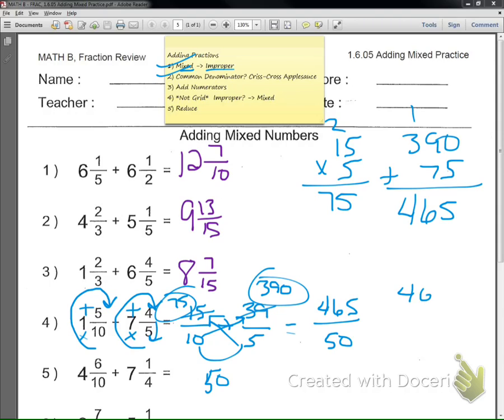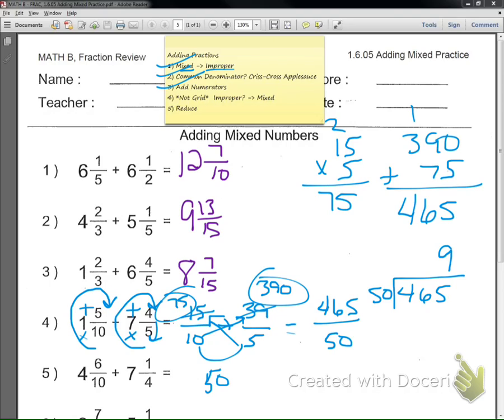So 465 divided by 50. Might be a little bit easier for me to estimate because I know there's 2 50s in 100. So if there's 4 hundreds, that means I need at least 8 50s. And then 65 is even greater than 50, so let's try 9. So 9 50s. Let's see what that is.